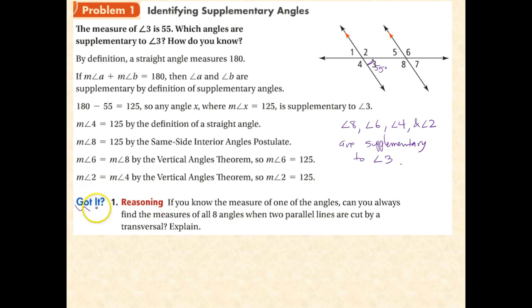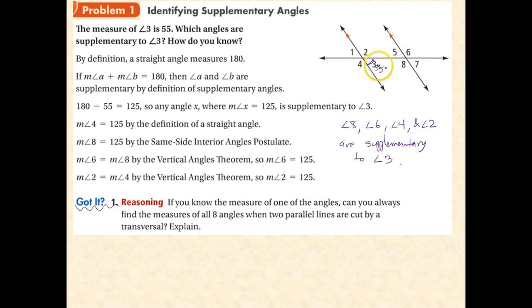So let's see if we got it. Pause and see if you can answer this question. If you know the measure of one of the angles, can you always find the measure of all 8 angles when two parallel lines are cut by a transversal?